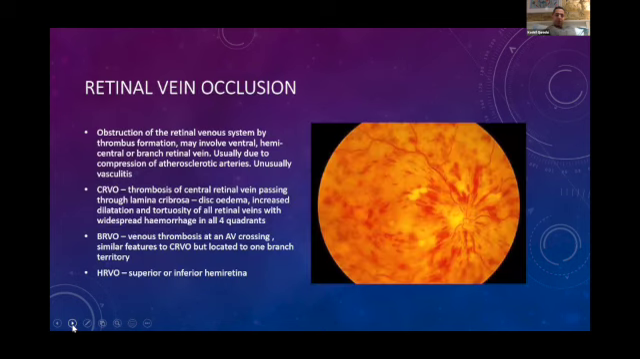Retinal vein occlusions. This is an obstruction of the retinal vein system by a thrombus formation, which may involve the central, hemicentral or branch retinal veins. It's usually because of the compression of the veins by arteries, which become atherosclerotic, and occasionally due to inflammation, such as vasculitis. In the CRVO, it's the central retinal vein as it goes through the lamina cribrosa, causing edema of the disc and widespread hemorrhage and dilatation of the blood vessels in all four quadrants, whereas a branch retinal vein occlusion is a branch and a hemiretinal vein occlusion is half.